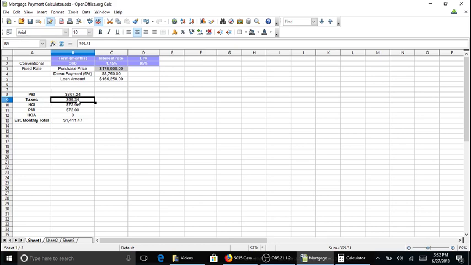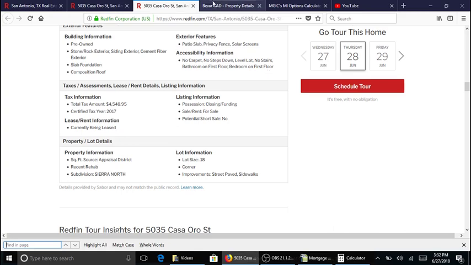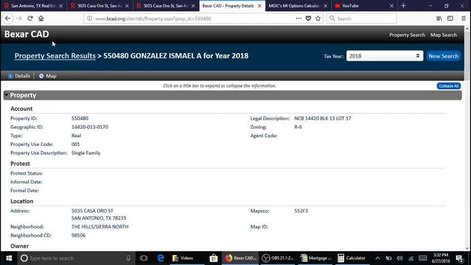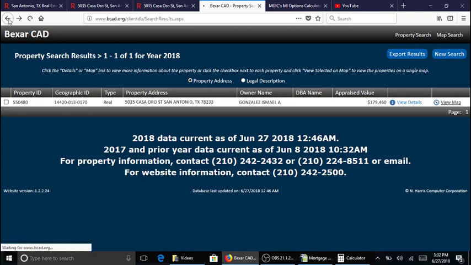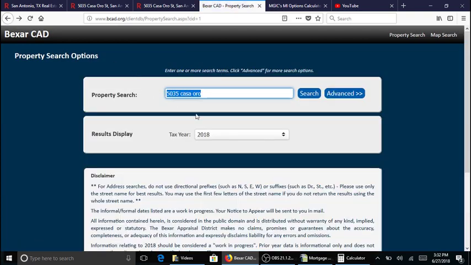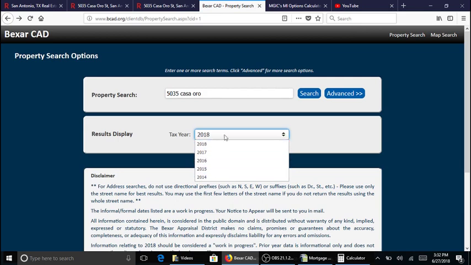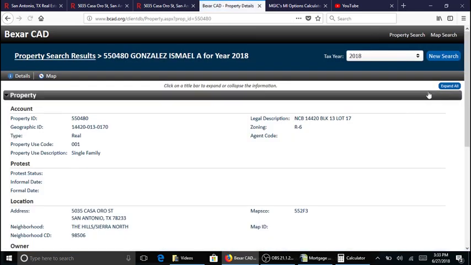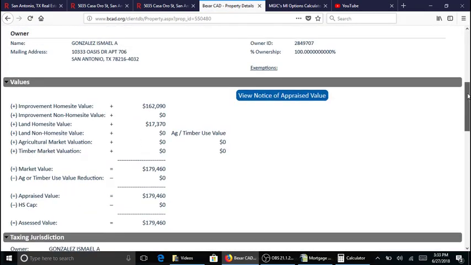And again, how we figured the property taxes was that we figured out the city that you were buying in, and figured out what county it is. We figured that it was in Bexar County for San Antonio, and we looked up Bexar County CAD. Once you do that, you can do a property search. Type in the property in here, and the tax year depending on what year you want to use, but obviously we'll use 2018 because we're in this year. Click search, and then that property will pop up. Click on view details on the side, expand all, and then you'll see all the details.